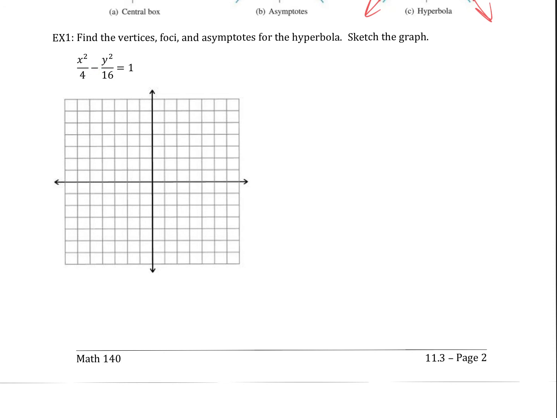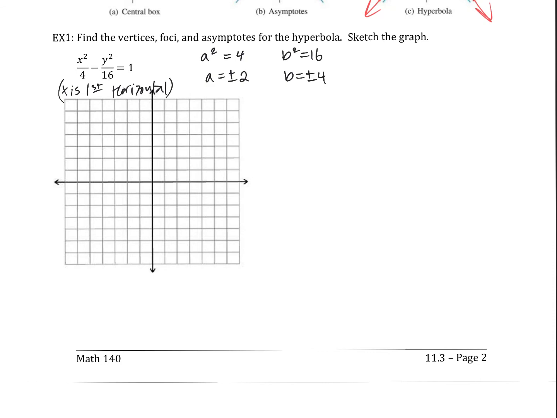Okay, so from this, we can identify our a squared and our b squared values. Since the x is first, we have that a value underneath it, so a squared is equal to 4, b squared is equal to 16, which means that a is equal to plus or minus 2, and b is equal to plus or minus 4. And then real quick, since x is first, we're going along the horizontal. That's just a small side note; you wouldn't need to write that on your work.